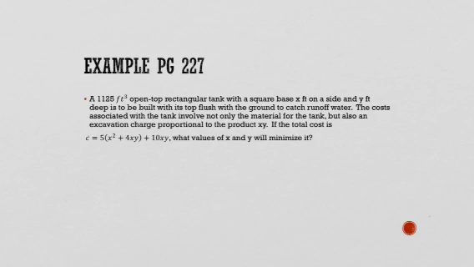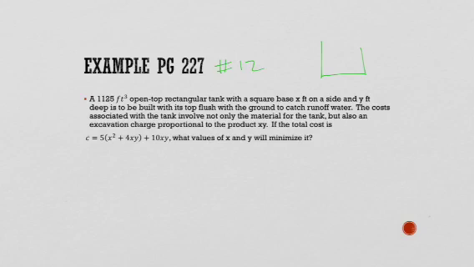So our first example is from page 227. It is number 12. A 1,125 cubic foot open top rectangular tank with a square base x on a side and y deep is to be built with its top flush to the ground to catch runoff water. So rectangular tank, so we're talking about a box.